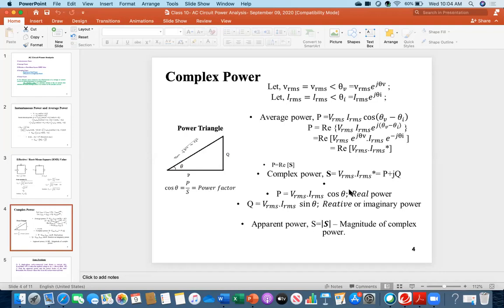Vrms or Irms. You're right, the cos theta can be 1. So when cos theta will be 1, what is the condition? If theta is 0 degree, right? If theta is 0 degree. So everybody just look at this one.